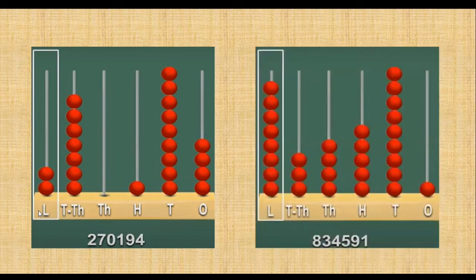For another example, here at the lakhs position I have 8 as the number, so 8 beads at the lakhs position, 3 at the 10,000s, 4 at the thousands, 5 at the hundreds, 9 at the tens, and 1 at the ones place.